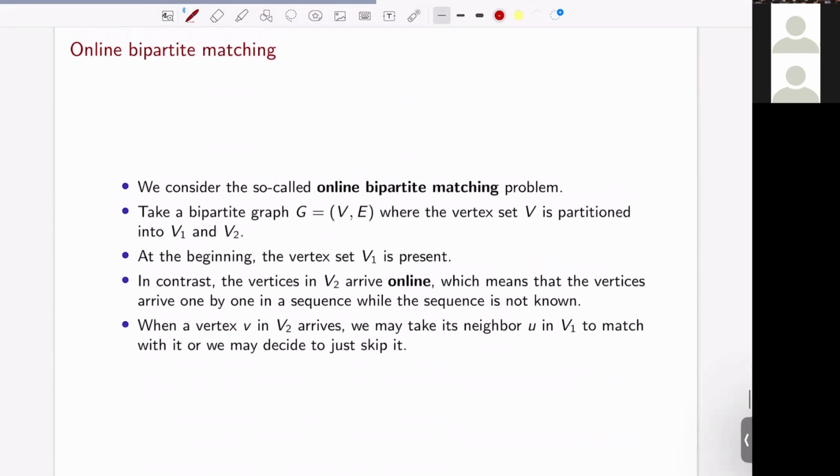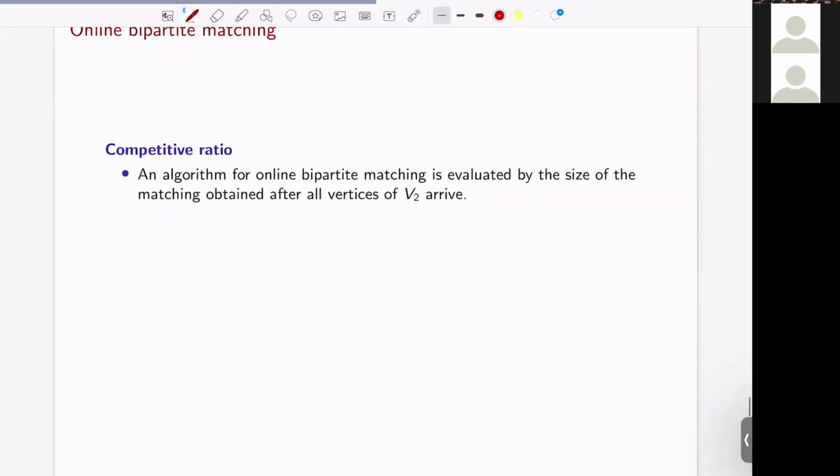Right. So this is what it is. So now we somehow design an algorithm which makes this online decision. Again, when a vertex comes up, you can decide whether it can be matched or not. This is an online algorithm, an algorithm that makes a decision online.